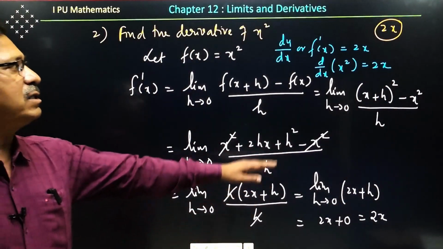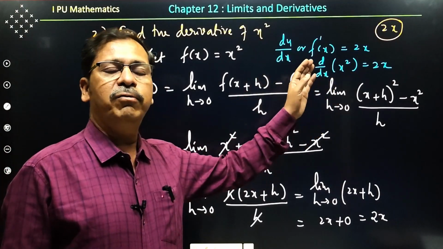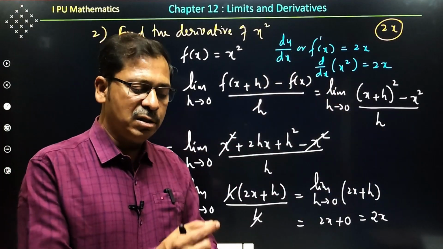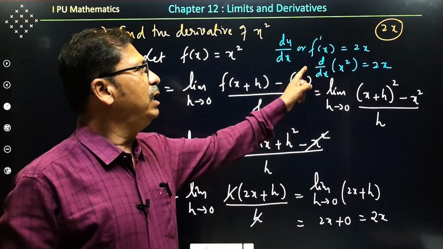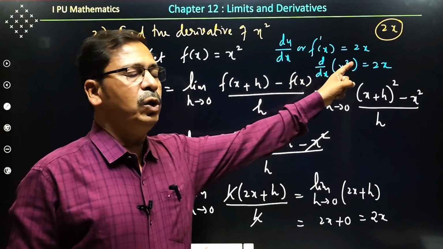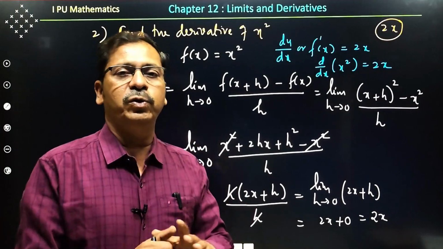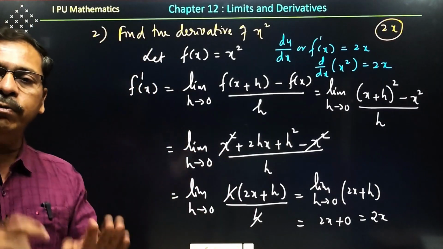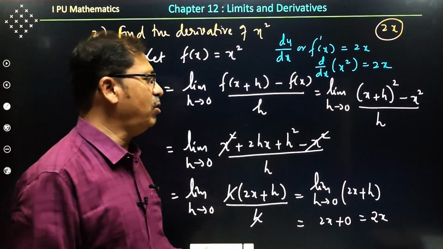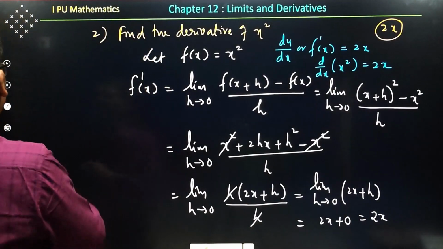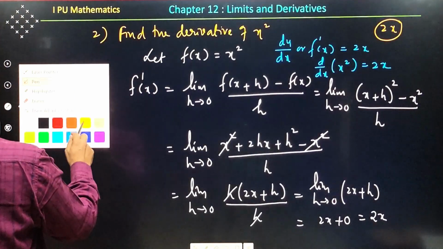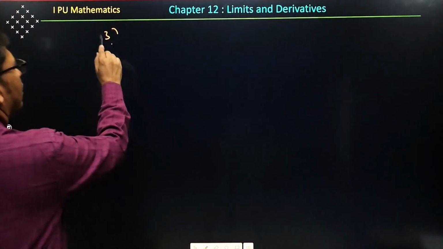d by dx means derivative, differential coefficient. We call that as differential coefficient. d by dx of x square is equal to 2x. Derivative of x square with respect to x is 2x. Differentiation of x square is 2x. That's all. So ಈ ರೀತಿ ಇದನ್ನ ಅರ್ಥೈಸ್ಕೊಳ್ತೀವಿ. ಸೊ ಇನ್ನೊಂದು ಎಕ್ಸಾಂಪಲ್ಗೆ ಹೋಗೋಣ. Let me continue the third example.